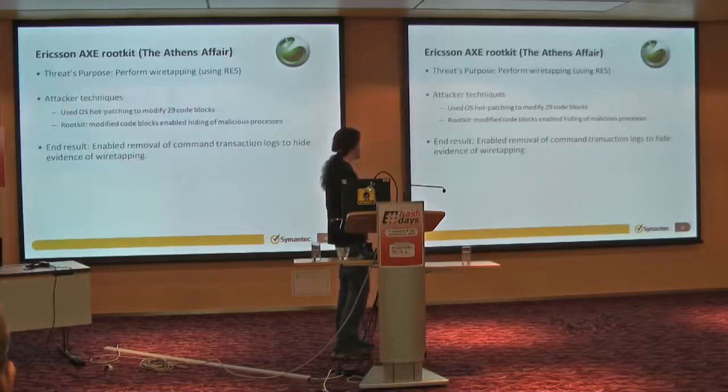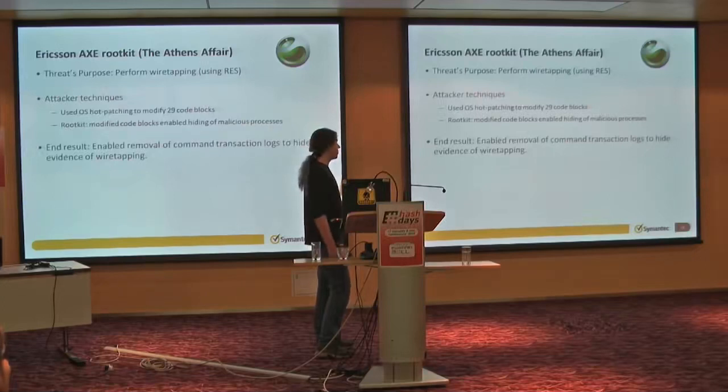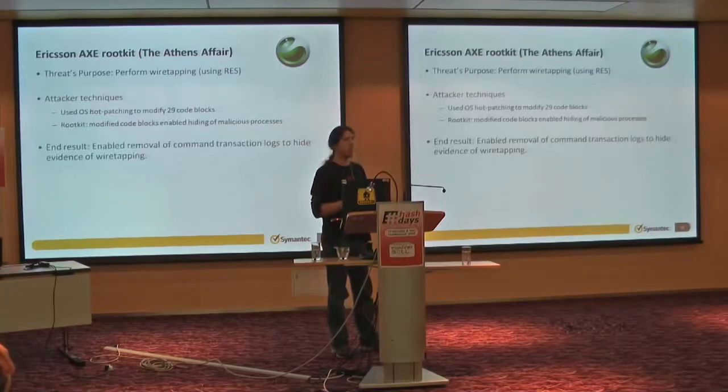This is what really happened. They modified the operating system from the Ericsson architecture using operating system hot patching capabilities. So they gained control over the switch. And the rootkit modified the code blocks to enable hiding of malicious processes, including their own processes. It's estimated that it was about 6,500 lines of code. They modified these 29 code blocks. They also modified the routines performing sections of the blocks.